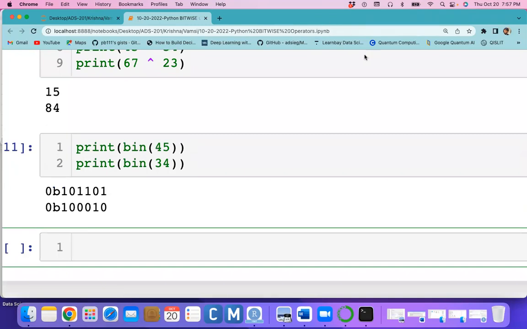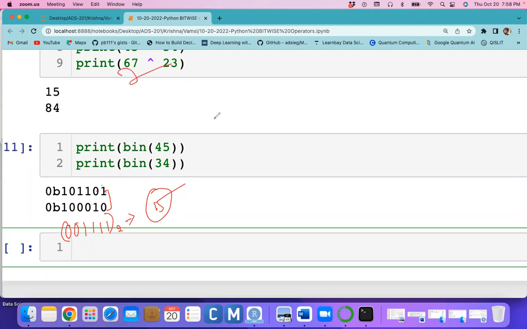You already know the truth table. The truth table is: if both bits are the same, then the output is 0. But here both are different, so here it is 1. Here both are different, here 1. If both are different, here also 1. Both are different, here also 1. But here both are the same, right? So it's a 0. Here both are the same, right? So here also 0 only. So this is my binary number. If I convert it into decimal, definitely you get 15 only. Clear?